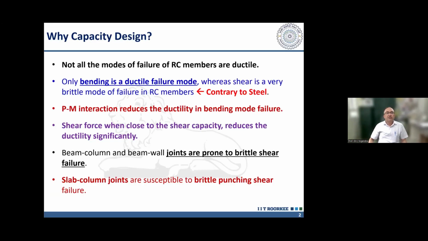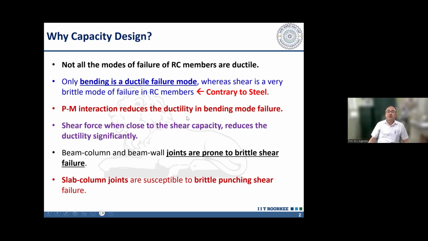So why we need capacity design? Why not to design directly for the forces which we are getting? The reason for that is that in case of RCC members, not all the modes of failures are ductile. For example, any RCC member can fail either in flexure or in shear or in a combination of axial force and flexure. So bending or flexure is a ductile mode, but shear is a very brittle mode.